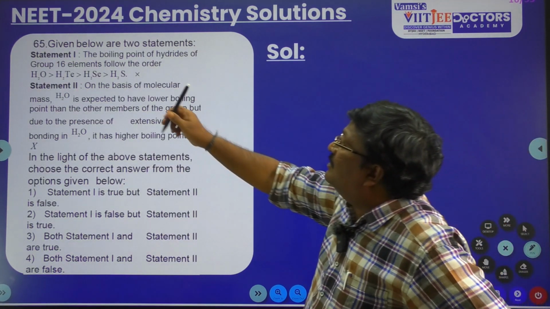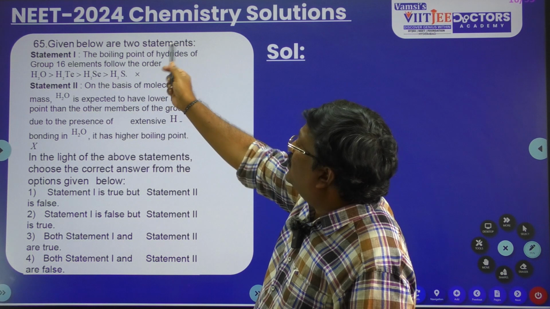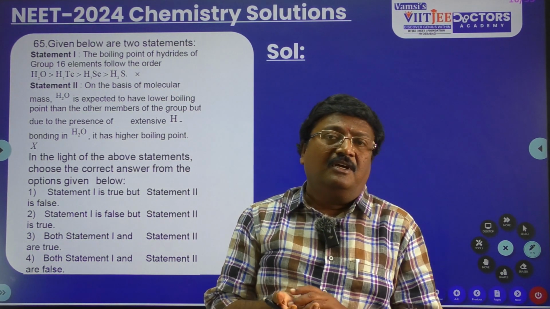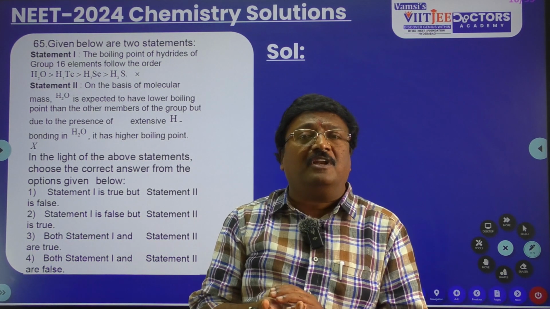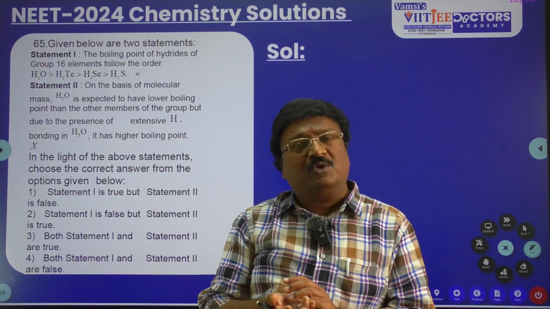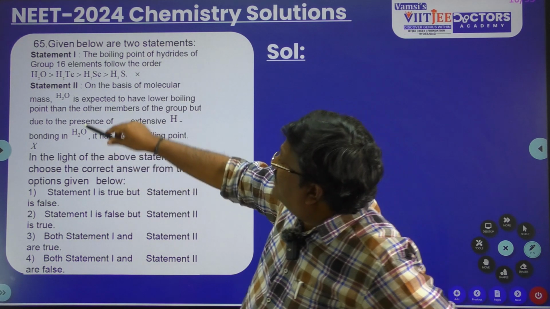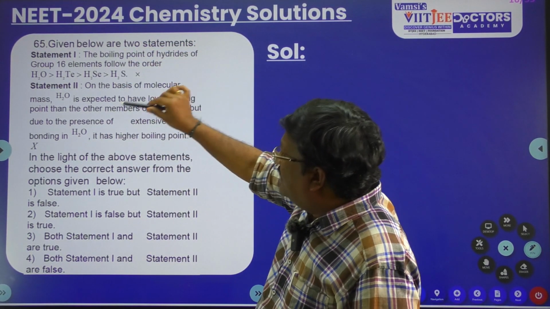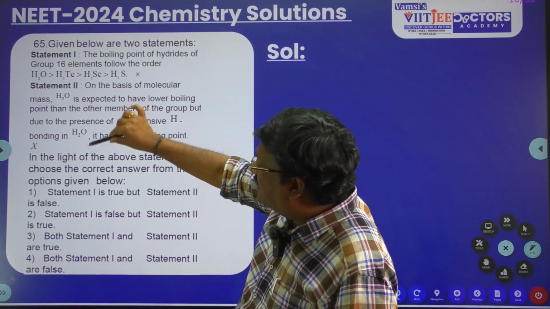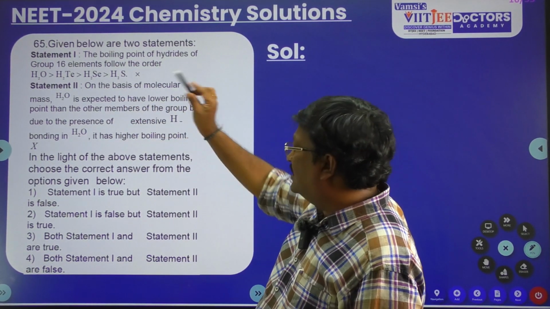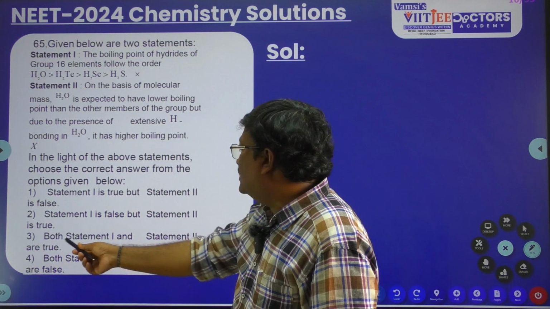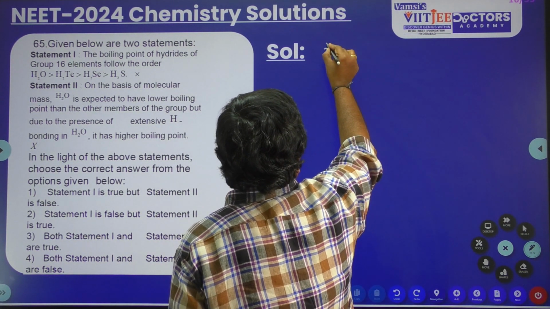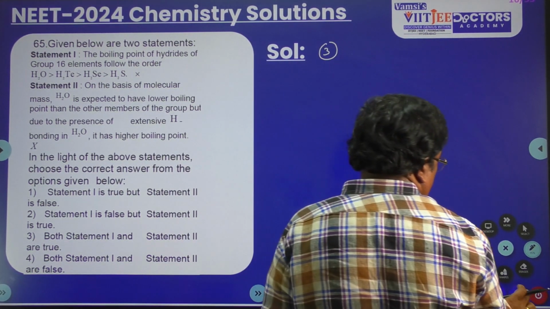Here, given below are two statements. Generally, the boiling point increases with molecular mass. Why does water have an abnormal boiling point? Because it has hydrogen bonds in it. So that is what is given here, and that's why this order is correct. At the same time, water has hydrogen bonds in it. This statement is also correct. Here, both statement 1 and 2 are true. So here, we can take the third option.